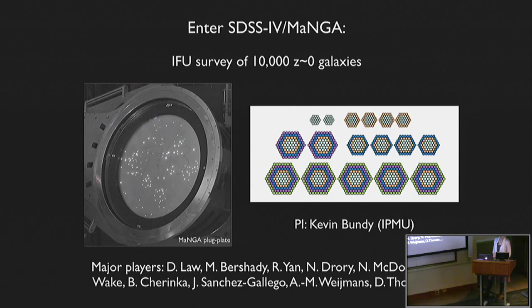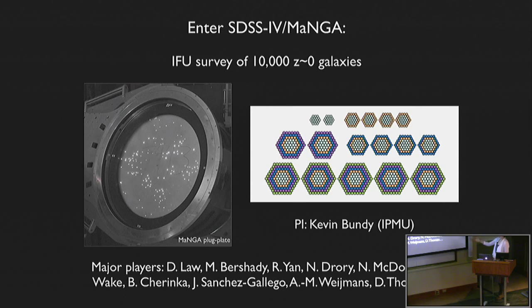And so the spatial resolution of the survey is 1 to 2 kiloparsecs at the redshift of most of these galaxies. It's the size of each of the fibers within these bundles. The spectral resolution is about 60 kilometers per second. And Kevin Bundy is the PI of this survey, and there have been many others who have played a very important role in making this happen, some of whom are listed here.